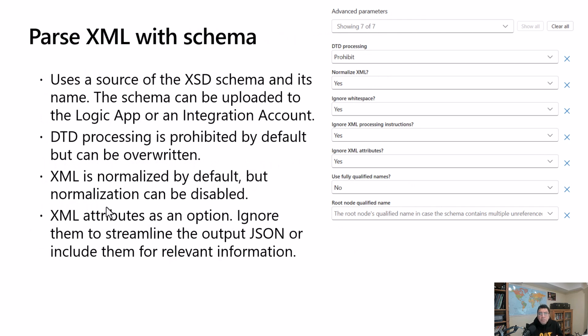The Parse XML with a schema uses a source of the XSD schema and its name. This schema can be uploaded to the Logic App per se, to the schemas directory, or to an integration account. DTD processing is prohibited by default, but can be overridden. XML is normalized by default, but normalization can be disabled. XML attributes are an option: ignore them to streamline the output JSON, or include them for relevant information.